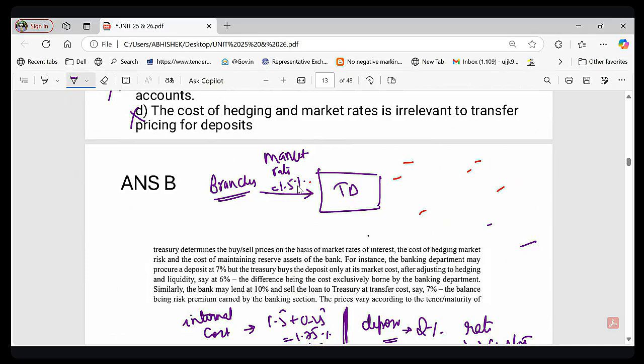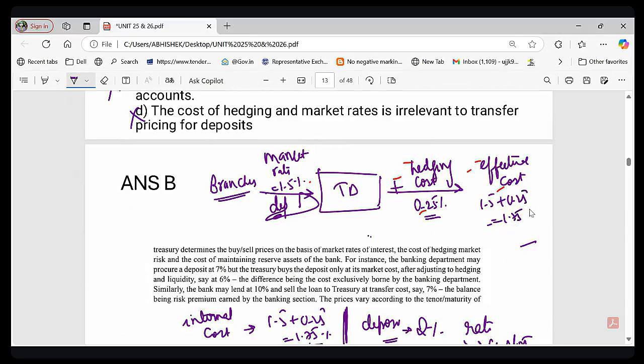So the Treasury Department buys deposits from the branches at the market rate, which is 1.5%, and further adds the hedging cost. What is the hedging cost? Hedging cost is 0.25%, right? So the effective cost becomes 1.5 plus 0.25, which is 1.75%. So this is the effective cost. And what does the customer see? The customer sees 2%. And what is the effective cost? It is 1.75%.